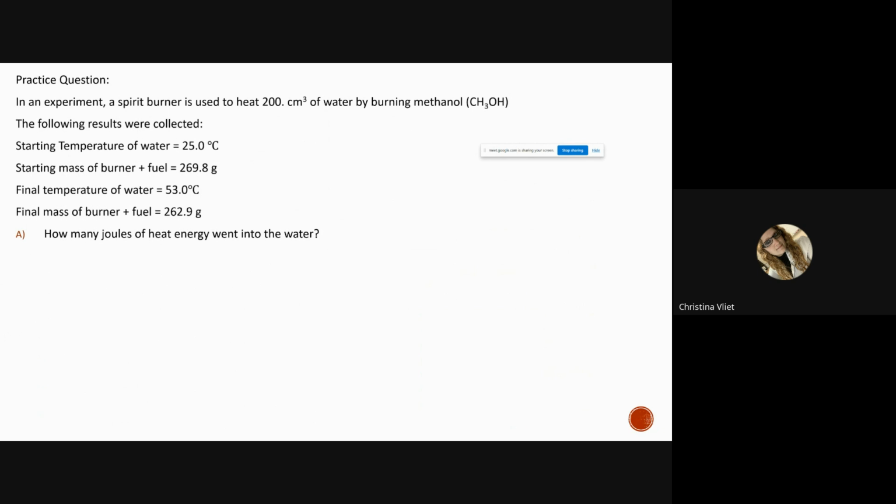In an experiment, you'll only see this, I think, from Cambridge: a spirit burner. Do you know what that is? What is a spirit? I didn't know until I was in my 20s. Spirit is an alcohol. People who drink alcohol know this way before I did. When you order at restaurants, some menus call it spirits.